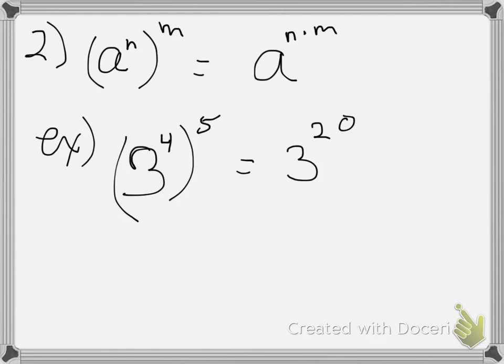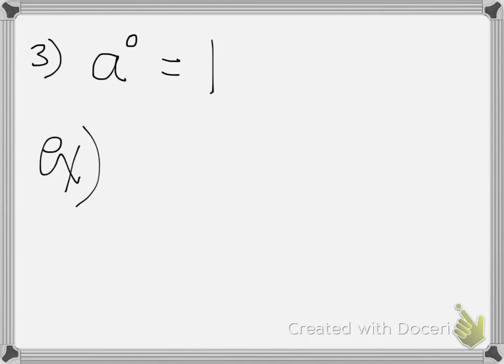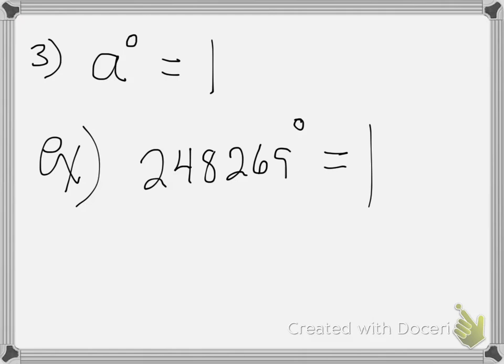Alright, now, law number 3 there, anything to the 0 power is 1. Example, if I had 248,269 raised to the 0 power, that would equal 1.